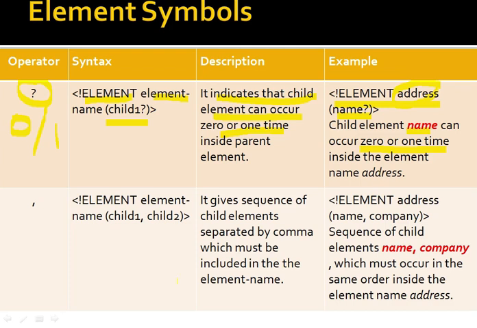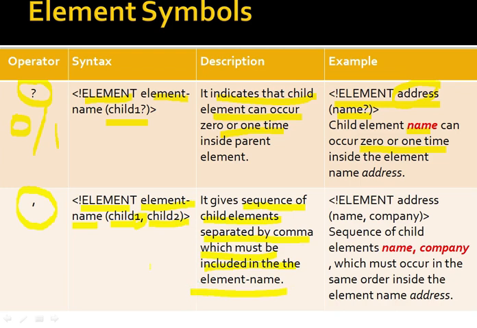And we can also have the comma operator. What is the syntax? Element, root element name, then child 1, comma, then child 2. If you want to have more children, comma. So it gives a sequence of child elements separated by commas, which must be included in the element.